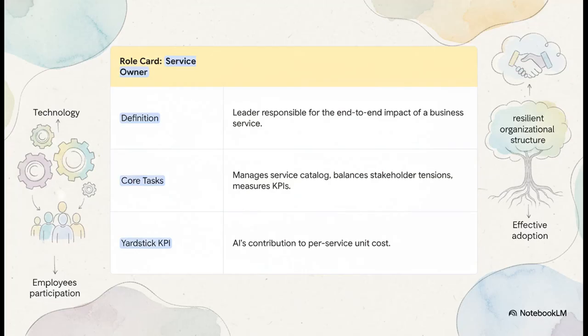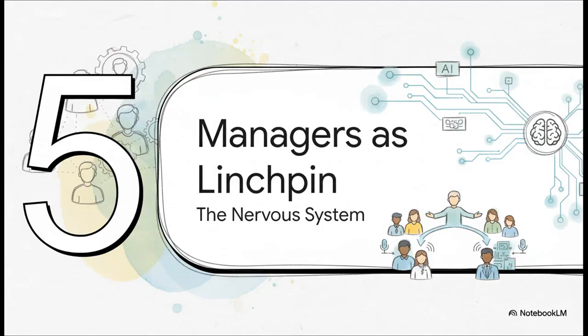And this right here is the key role in this new operating system, the service owner. This is very often the new identity for your department heads. They're no longer just managing a list of people. They're orchestrating the end-to-end flow of value for a specific service. And they're measured on its impact, things like AI's contribution to the cost per service unit. This leads us to the fifth and final link that holds this entire chain together.